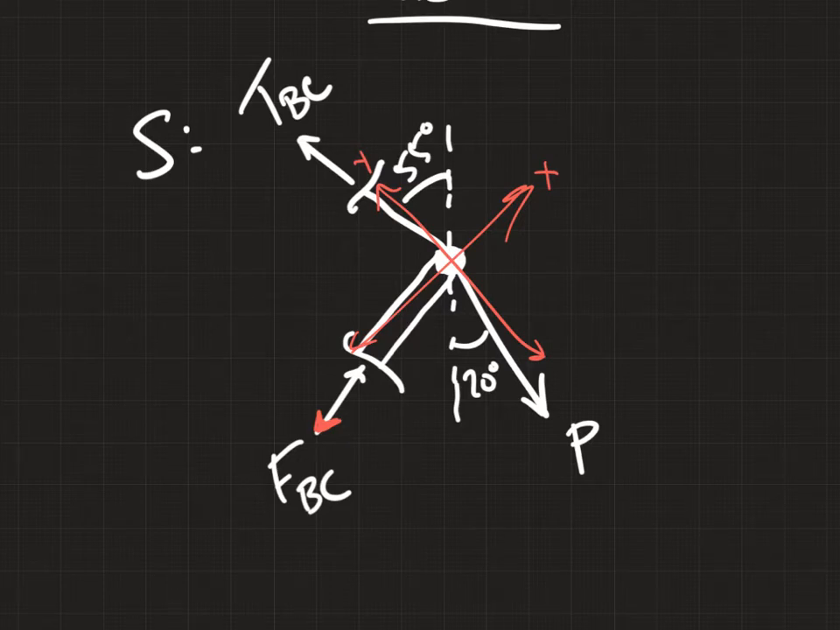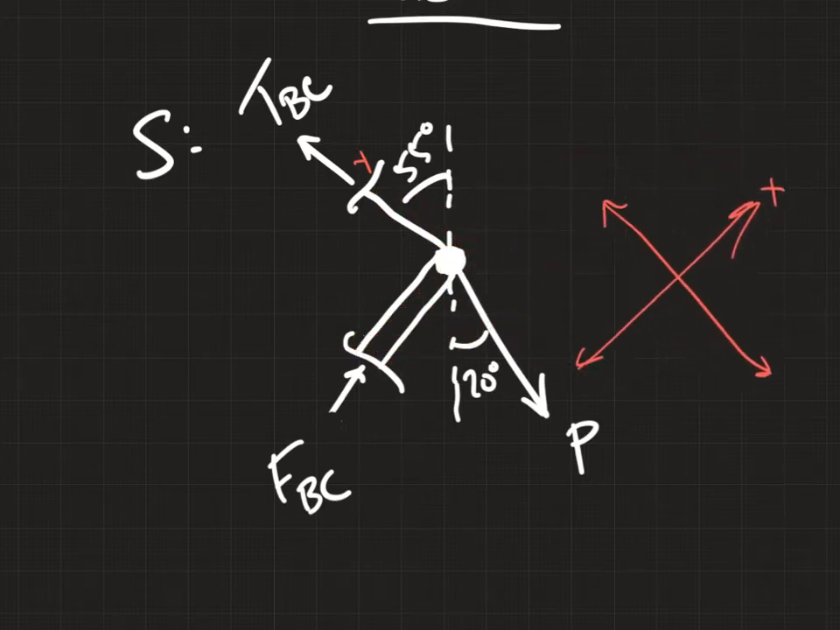So if I erase that bit, that red tail that I drew, and it goes the other way, well, now you can see in the x direction, I've got a positive x and I've got negative x. T BC and P are both in the negative x, and FBC is in the positive x. And in the y direction, I've got both positive y's and negative y's. So this can balance.